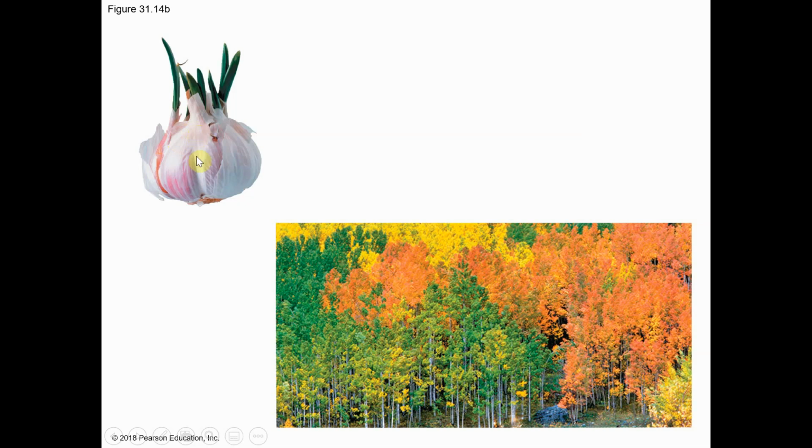So that parent bulb in the center has fragmented off a piece that grows into a new bulb, and that is asexual reproduction by fragmentation. And so all these little cloves are genetically identical to the clove in the center, and the clove in the center is the parent plant.